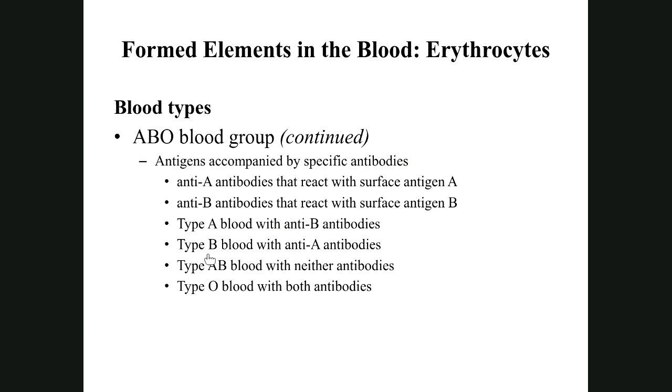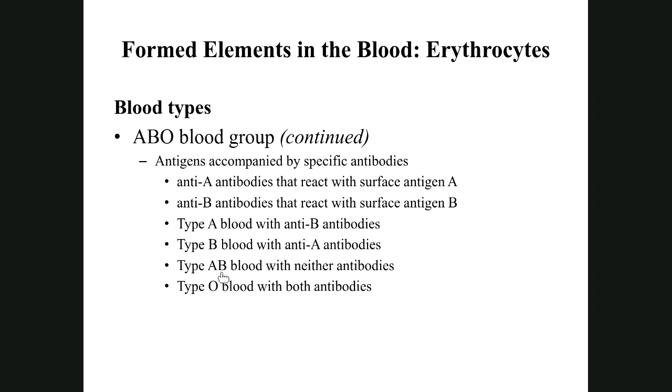If you're type B, you have the antigen B, but you also have anti-A antibodies, because you're going to destroy A because it's foreign. If you're type AB, you've got both antigens, so you can't have either antibody or you would destroy your own blood. So AB blood has neither antibody. If you don't have any antibodies, that also means you can accept anybody's blood, right? So that makes type AB the universal recipient.